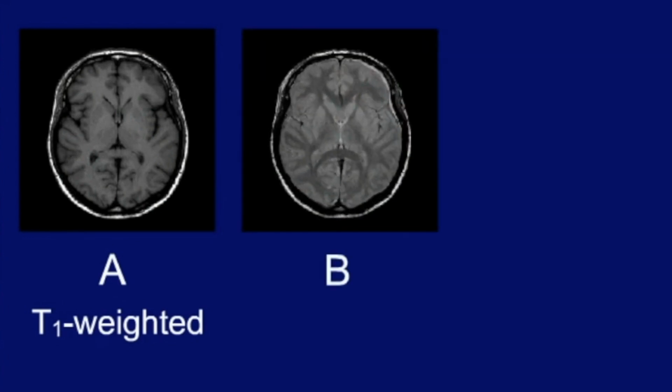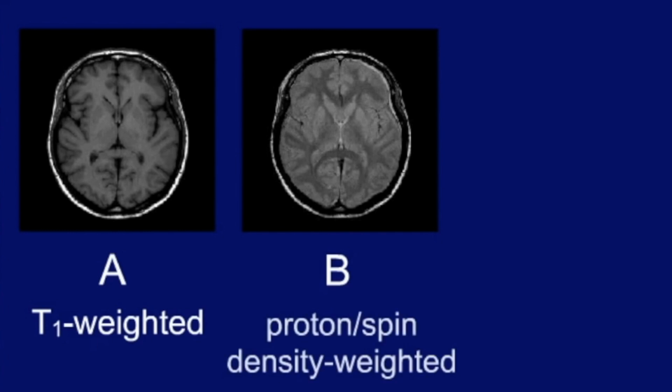In B, CSF is still dark, even though its signal intensity is slightly higher than in the T1 weighted image. Contrast between the grey and white matter is reversed. This is a proton or spin density weighted image. And as grey matter has a higher water content, in other words, contains more protons, its signal intensity is higher than that of the white matter.